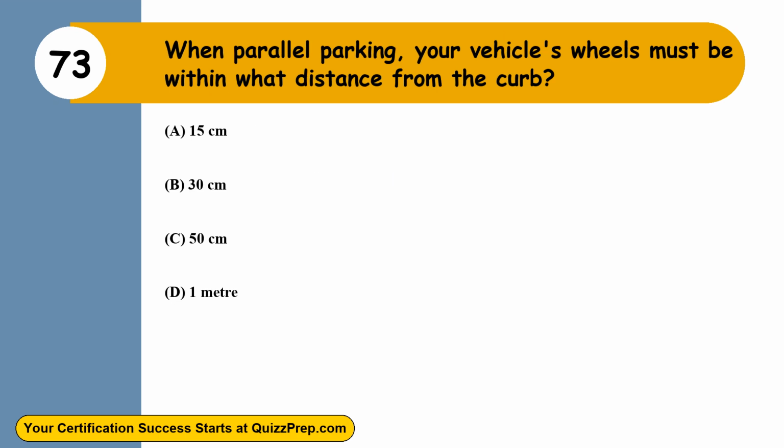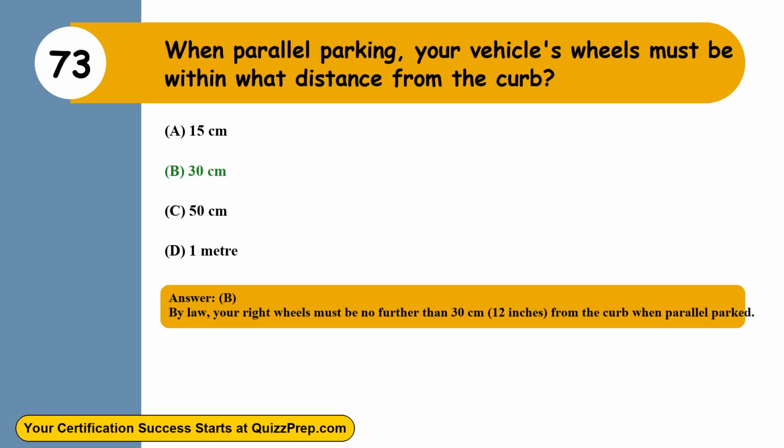Question 73. When parallel parking, your vehicle's wheels must be within what distance from the curb? Option A, 15 centimeters. Option B, 30 centimeters. Option C, 50 centimeters. Option D, 1 meter. The correct answer is option B, 30 centimeters.